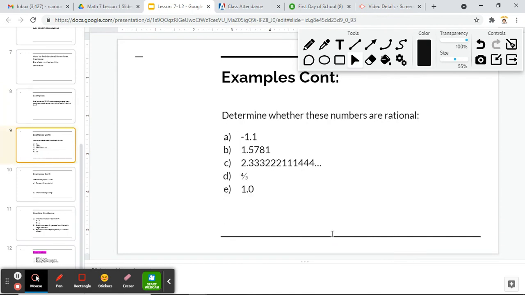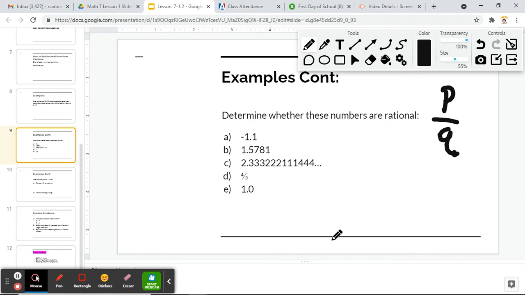Alrighty, so we want to determine whether these numbers are rational. Remember, a rational number is a number that can be written as a fraction, or in the form P over Q, where P and Q are integers. So basically what we're looking for is repeating decimals or terminating decimals, or just fractions in general. What we can't use are non-repeating, non-terminating decimals.